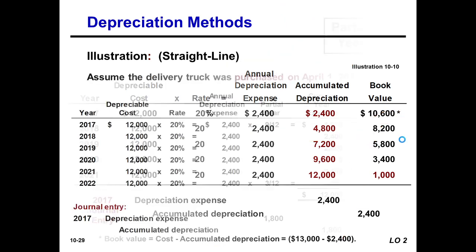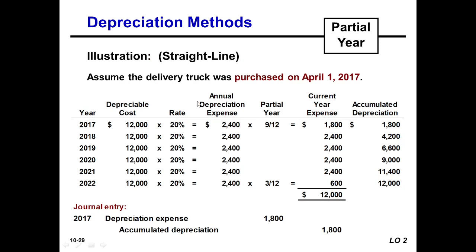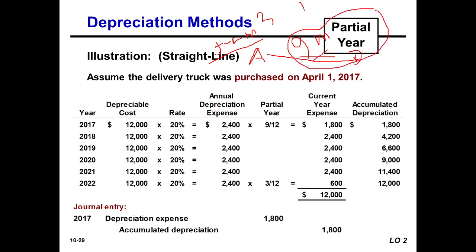Okay, move to next slides. Straight line: suppose we have purchased this delivery truck on April 1. When we purchase our delivery truck on April 1, from April to December is 9 months, and January, February, March is 3 months. This is the partial year, not the full year. Full year is 12 months.